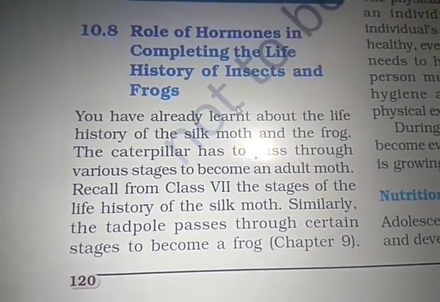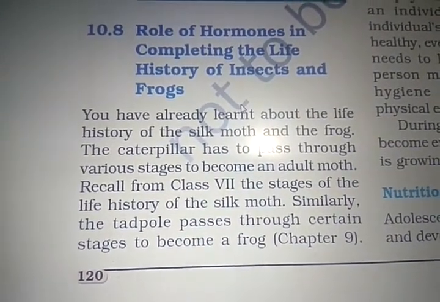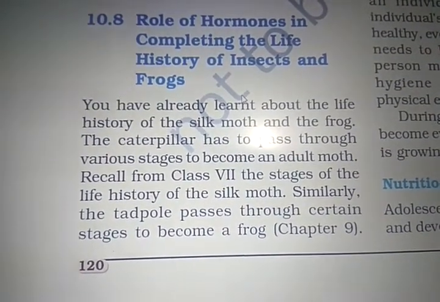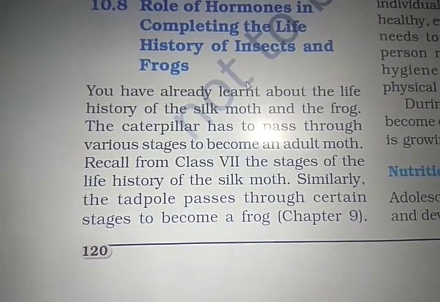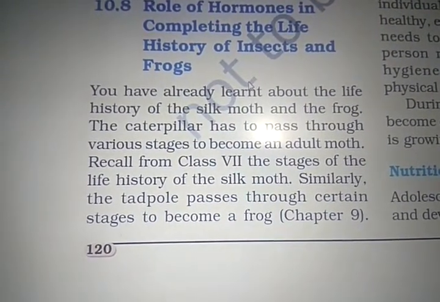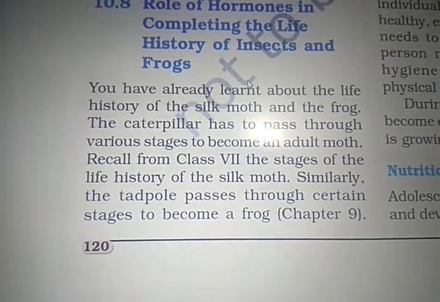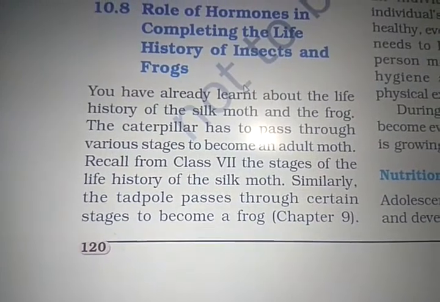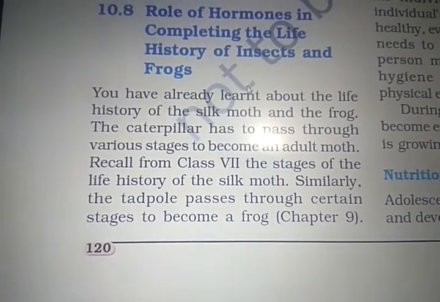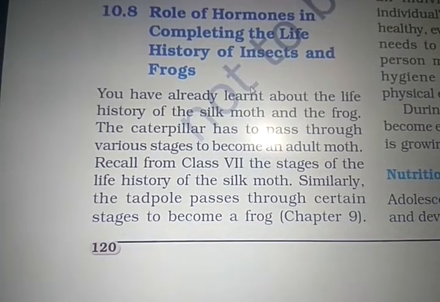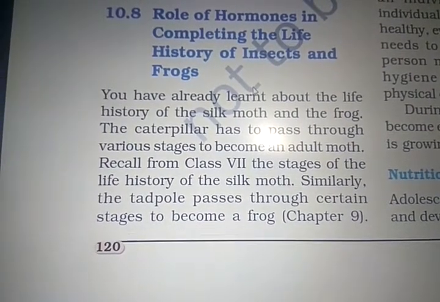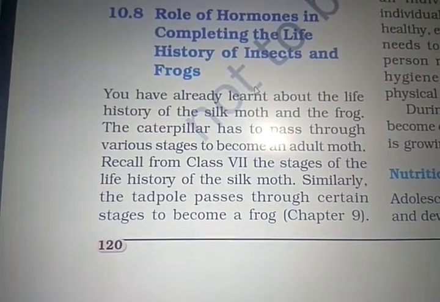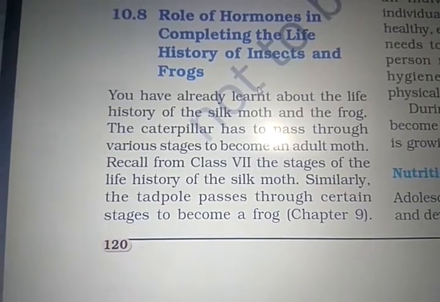Okay students, now the next point, that is the role of hormones in the life history of insects and frogs. You have already learned about the life history of the silk moth and frog. The caterpillar has to pass through various stages to become an adult moth, right? Recall this from chapter number 7, the stages of the life history of the silk moth. Similarly, the tadpole passes through certain stages to become a frog. That is chapter number 9. We have seen it also.